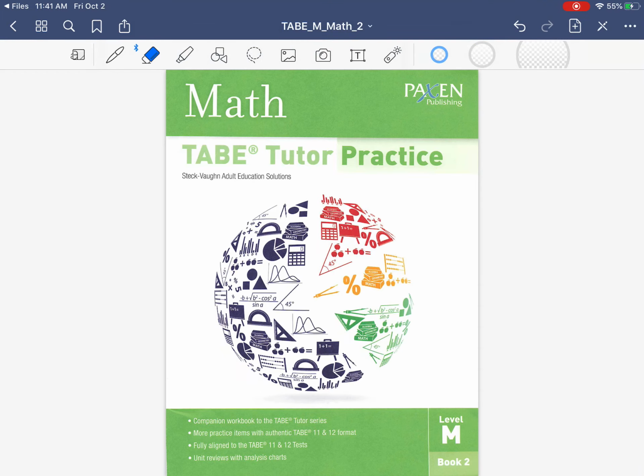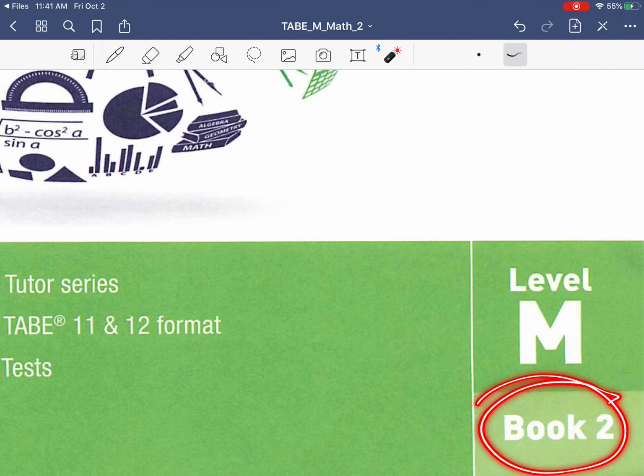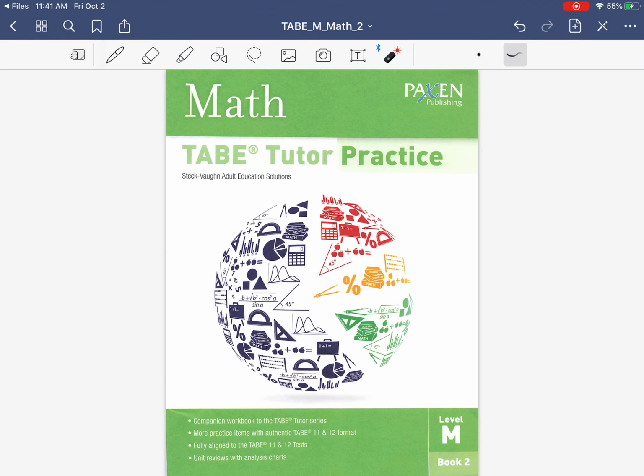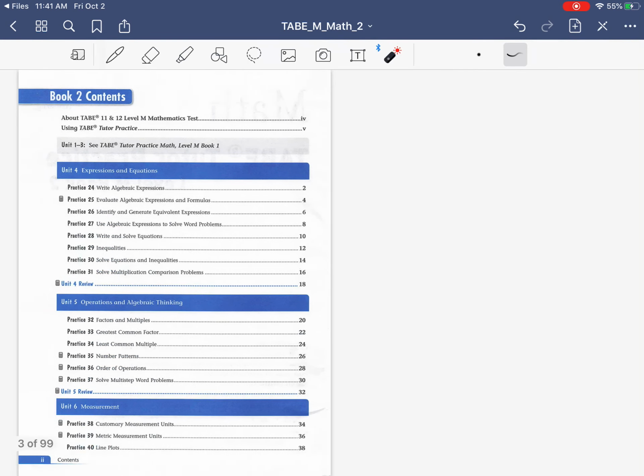In this video, we are looking at the first practice in Book 2. So please be sure that you have Book 2 down here at the bottom. Make sure that you're using the correct workbook. There are 2 of these. And we are looking at the first practice, which is practice 24, begins on page 2.